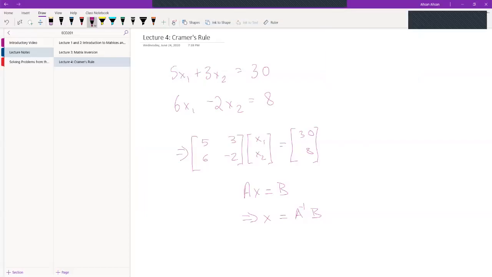Hi all. So we have a pretty small lecture today, so maybe 20 minutes or so. And what we are going to do today is Cramer's rule.